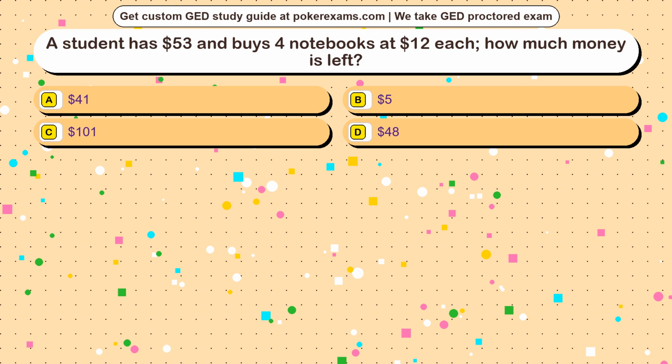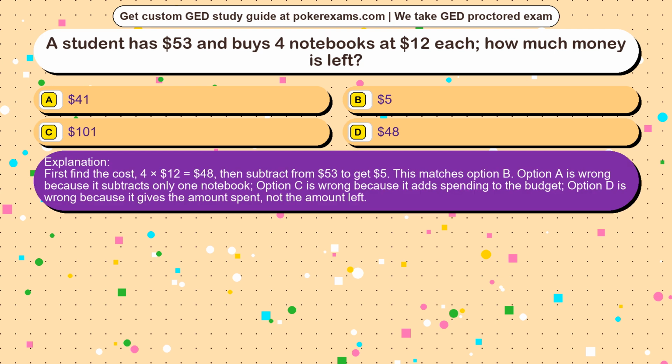The correct answer is option B. First find the cost. 4 times $12 equals $48, then subtract from $53 to get $5. This matches option B. Option A is wrong because it subtracts only 1 notebook. Option C is wrong because it adds spending to the budget. Option D is wrong because it gives the amount spent, not the amount left.